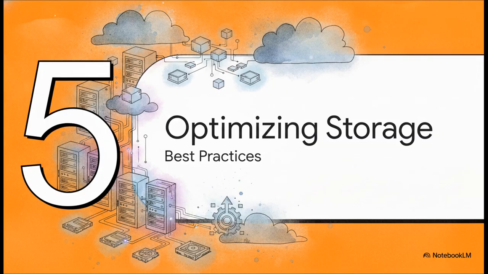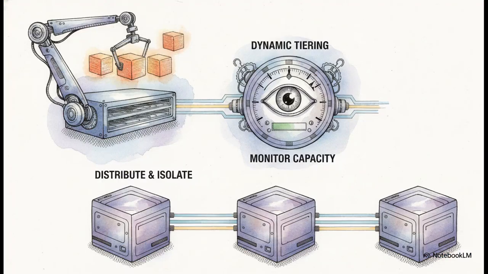Section 5. Optimizing Virtual Storage. Let's get into the final, actionable phase of this explainer, how to actually architect your way out of this mess. Based on our sources, here are a few structural best practices. First up, implement dynamic tiering. Virtual servers create these totally unpredictable I/O hotspots. Automated tiering ensures your absolute hottest, most frequently accessed data gets seamlessly moved to your fastest flash storage.